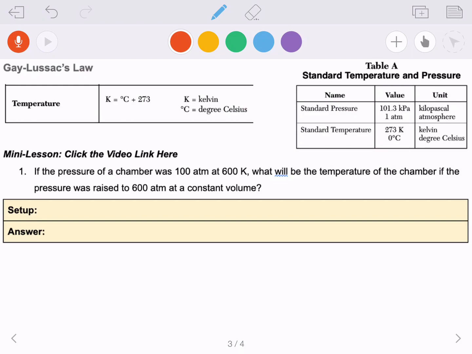Hello and welcome to our video on Gay-Lussac's law. In this video, we'll be focusing on this specific law and how to calculate problems that involve this equation.